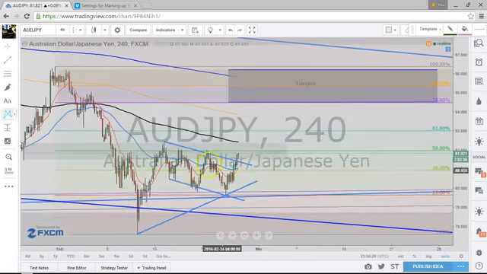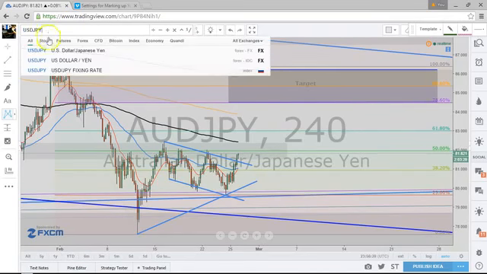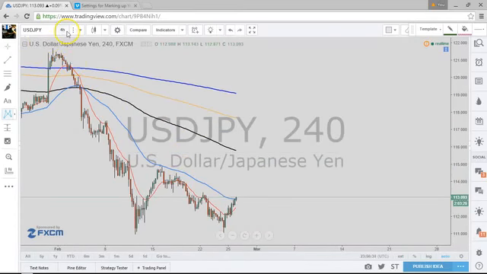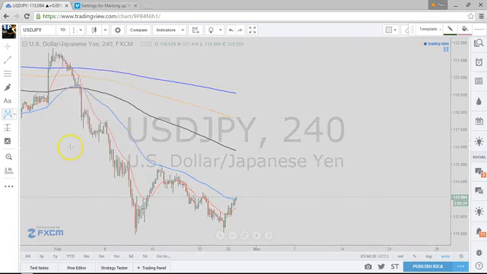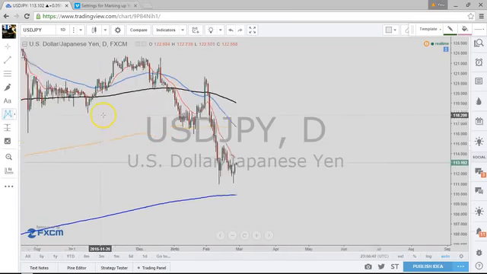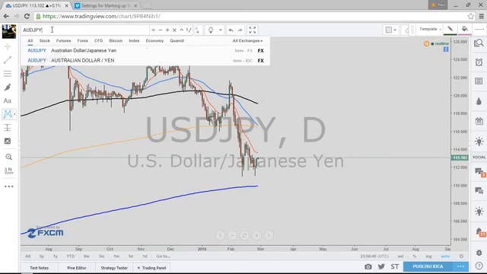USD JPY I think has a daily reversal pattern as well, so let's take a look real quick, just to start tying it in with all the pairs, right? It's on the daily chart. Yeah, see, it's a double bottom. It looks like there's a reversal pattern, so it would make sense for Australian JPY to follow.